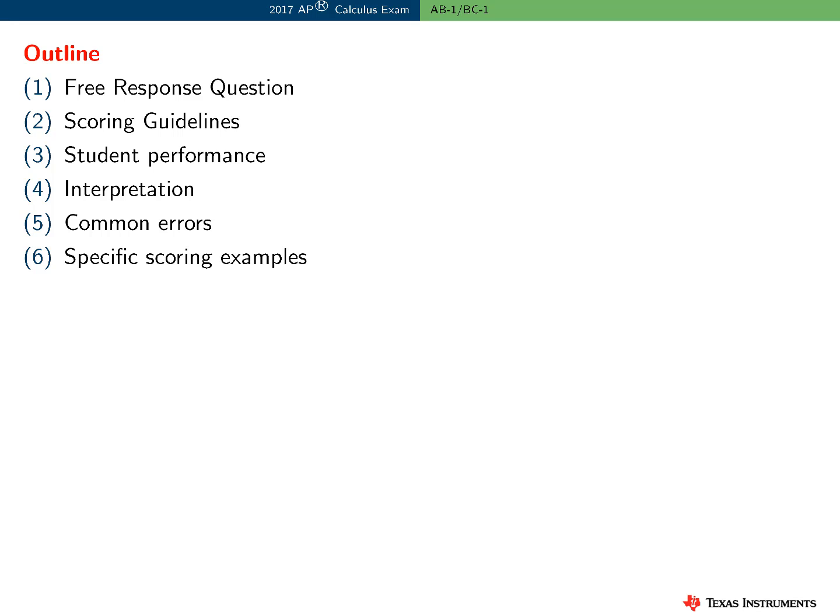I'll start by reviewing the free response question, and then the scoring guidelines used at the AP Calculus reading. I'll present a brief general summary for student performance on this question, and then I'll consider more detailed interpretations of the scoring guidelines and how these guidelines were applied in certain situations. I'll consider some common student errors, and where appropriate, I'll present some very specific scoring examples.